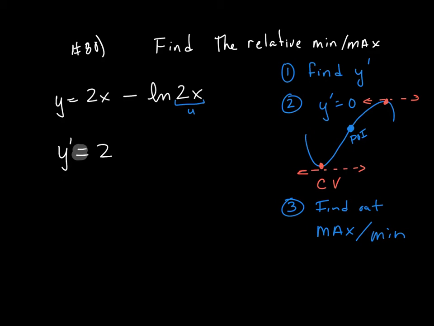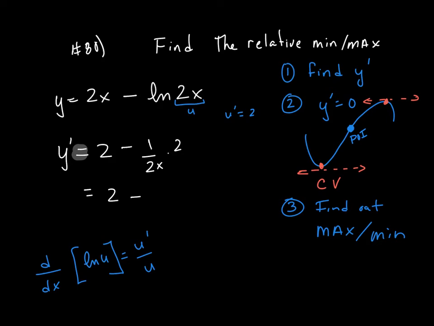So what is the rule? Again, the rule for this section is if you have the derivative of the natural log of u, that's just going to be u prime over u. So u prime is just 2. So this is minus 1 over 2x times 2, or 2 minus 1 over x.